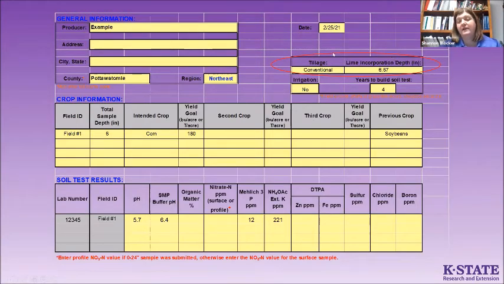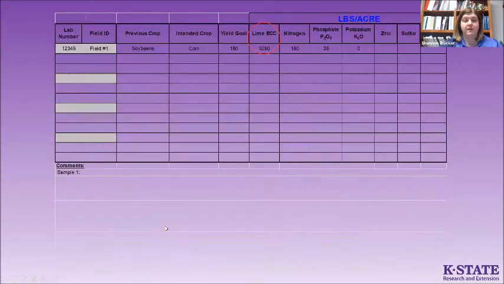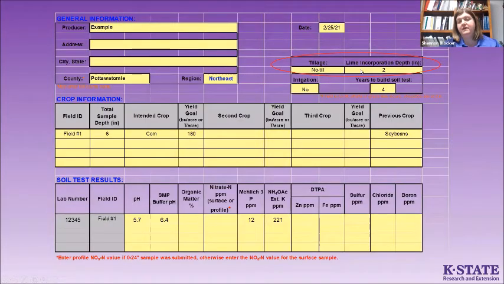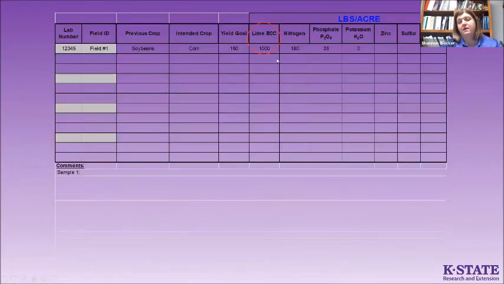Here I highlighted or circled the tillage and the lime incorporation depth, and you can see that this soil was 5.7 with a buffer pH of 6.4. And this was the lime recommendation, 3,250, with that moldboard plow type of incorporation. But if they instead were no-till and only incorporated 2 inches deep, that lime recommendation changes to 1,000.